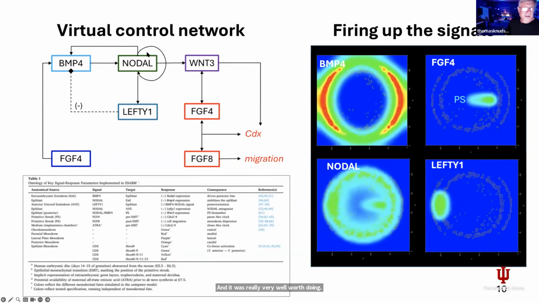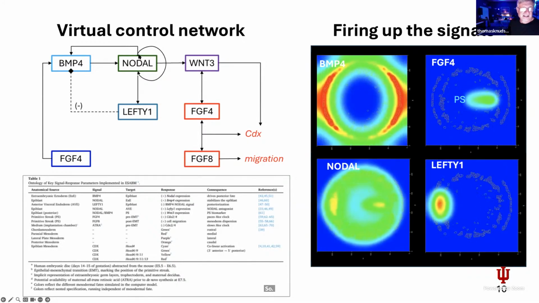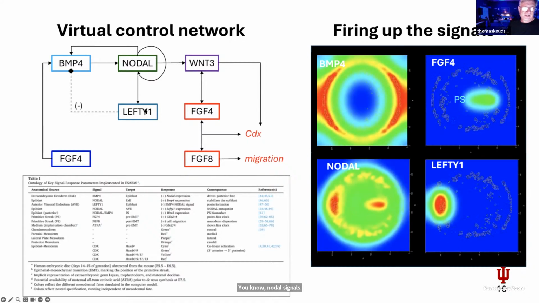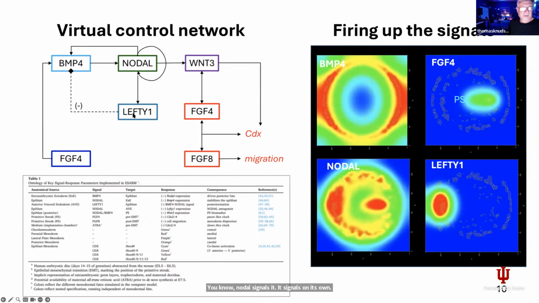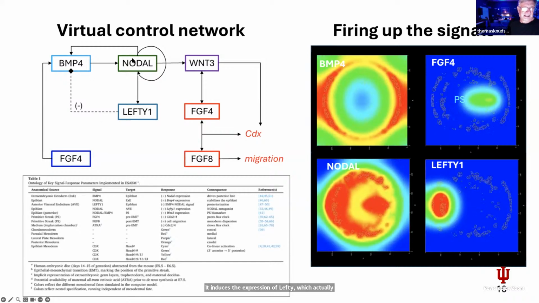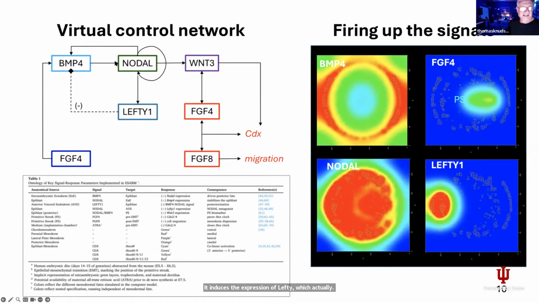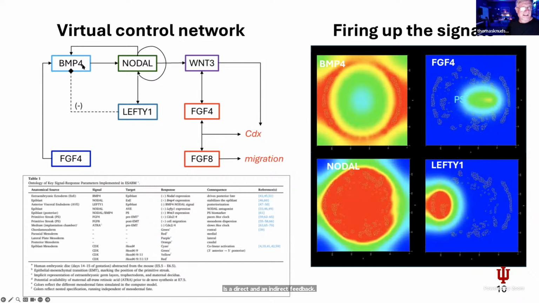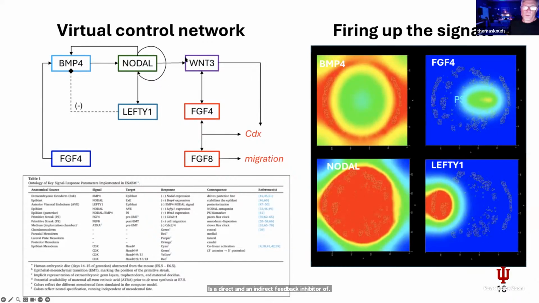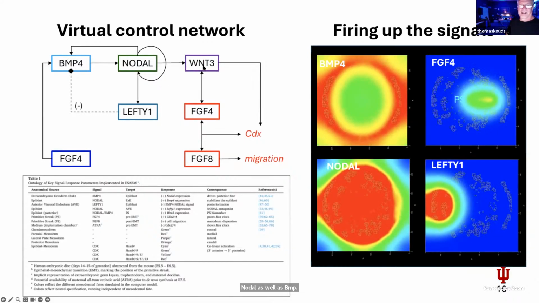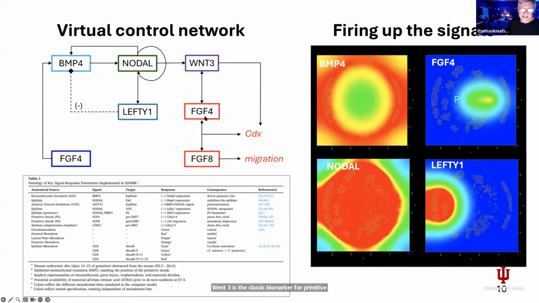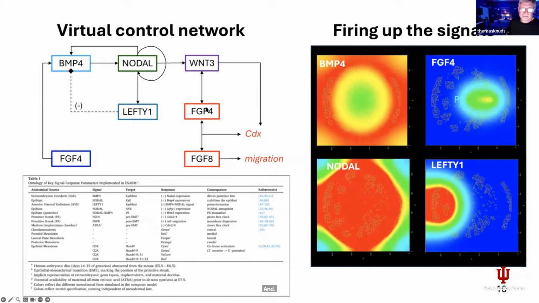So, nodal signals on its own. It induces the expression of lefty, which is a direct and an indirect feedback inhibitor of nodal as well as BMP. Wnt3 is the classic biomarker for primitive streak formation. And that's actually regulated by fibroblast growth factors.